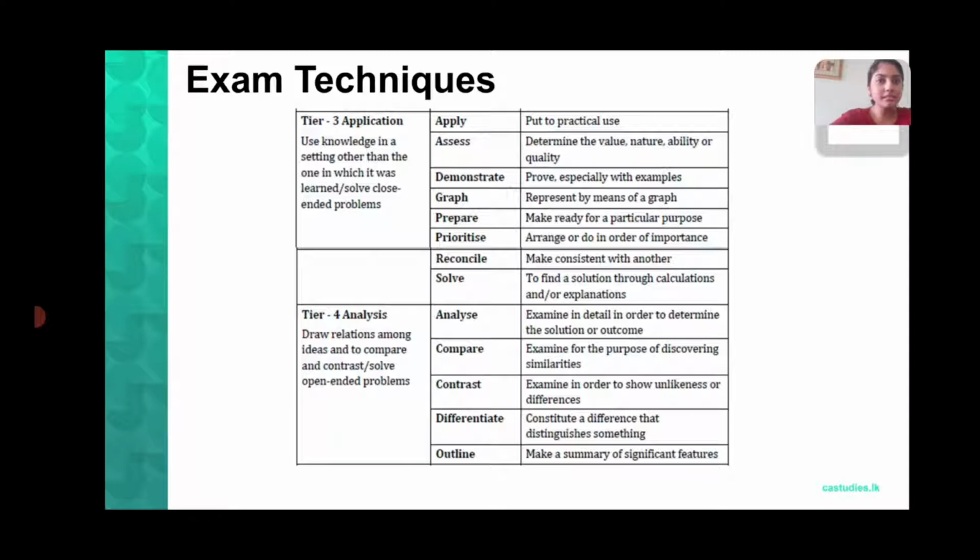Then next is graph, which means you have to draw a graph, but with detailed information. That's why it's in tier 3. Prepare means you have to prepare maybe a report, anything like that. So that's why they say ready for a particular purpose. And then you have prioritize.